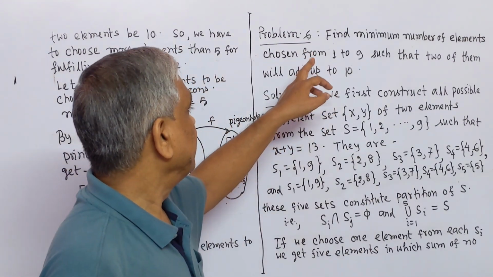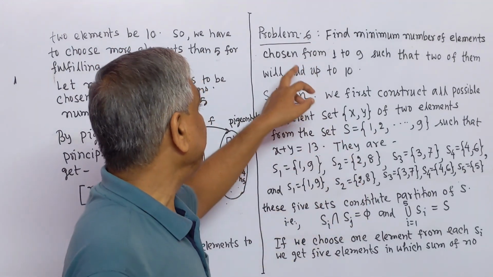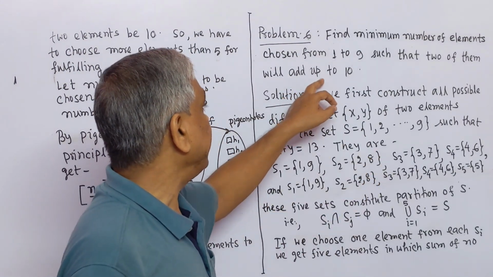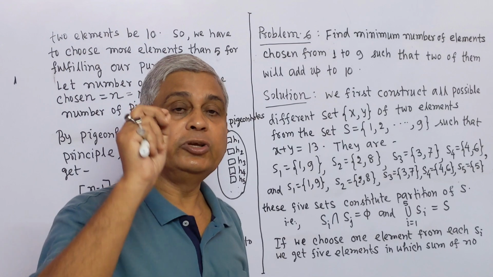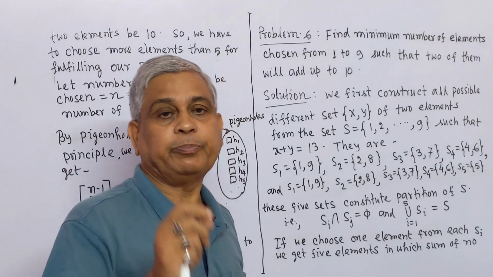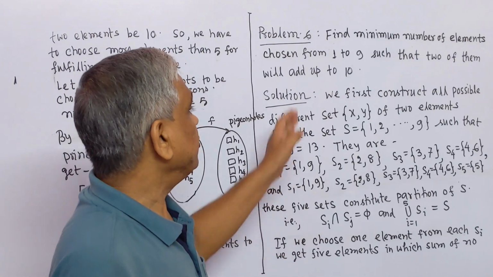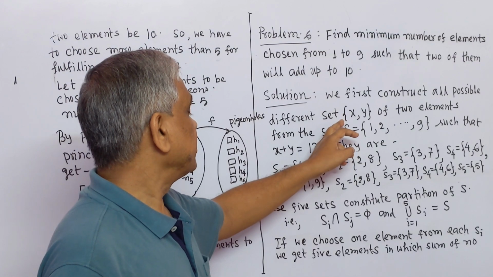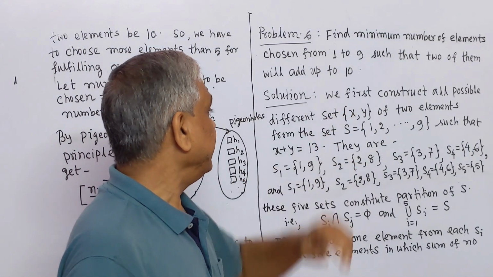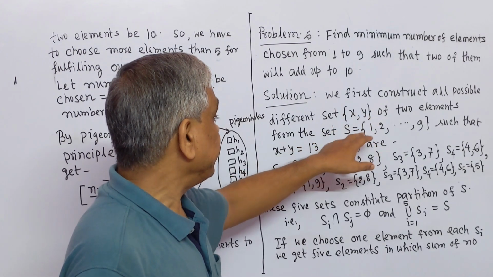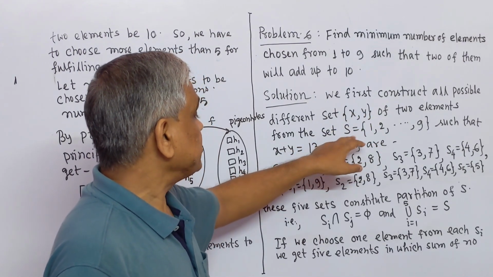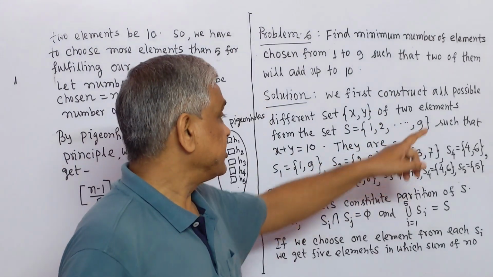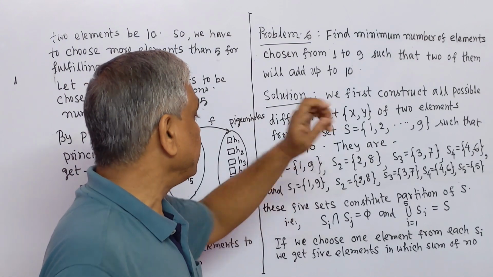Problem number 6. Find minimum number of elements chosen from 1 to 9 such that 2 of them will add up to 10. Now we solve this. This is similar to the previous problem. Firstly, we construct all possible different sets of the type. This set contains elements of type x and y. These elements are taken from the set S. S contains elements 1, 2, 3, 4, 5, 6, 7, 8, 9 such that x plus y equal to 10.